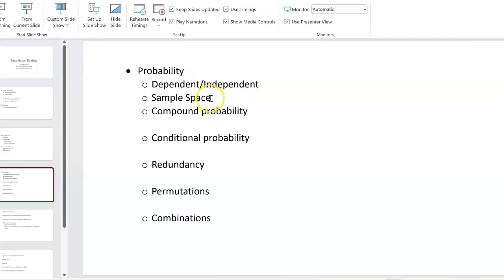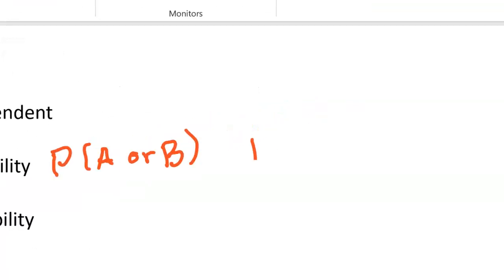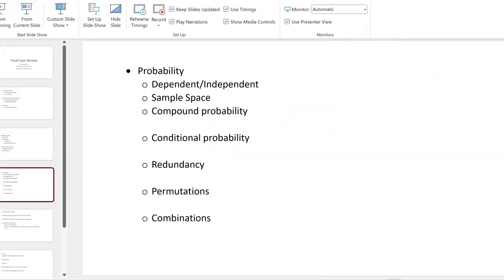Know what I mean by sample space. We talked a lot about examples, like there were 3 children born. So it was girl, girl, girl, girl, girl, boy, etc. Compound probability, that's where we are looking at the probability of A or B versus the probability of A and B.